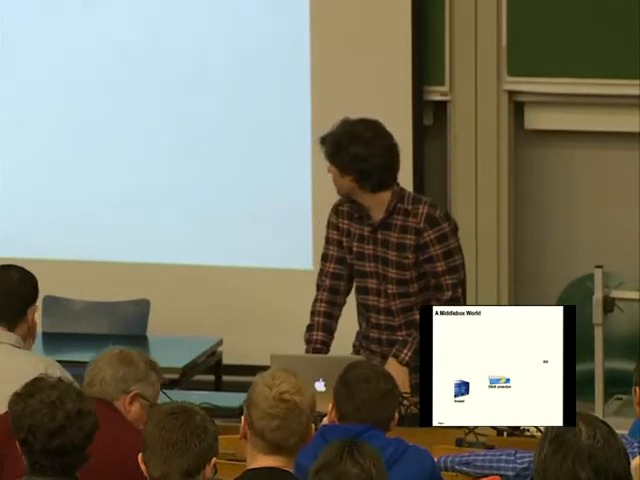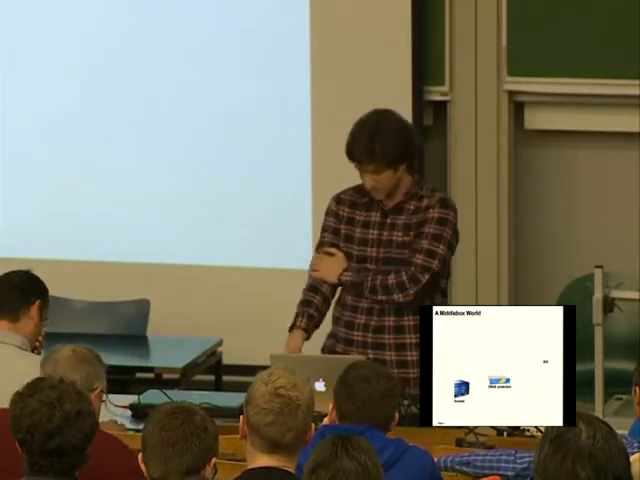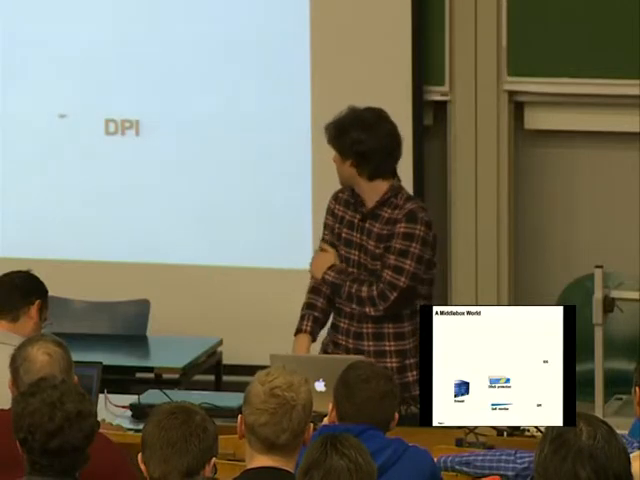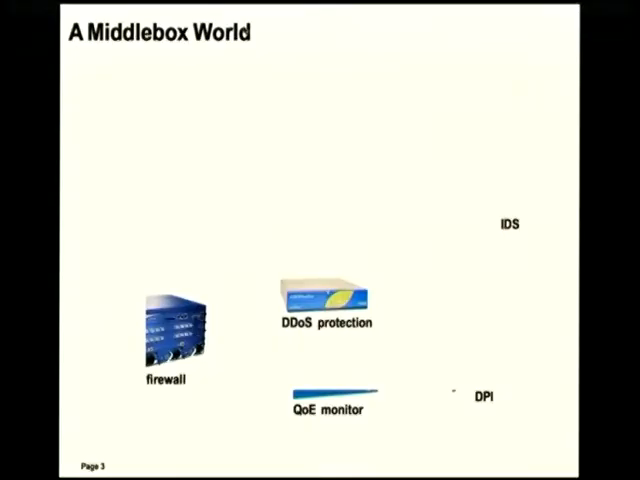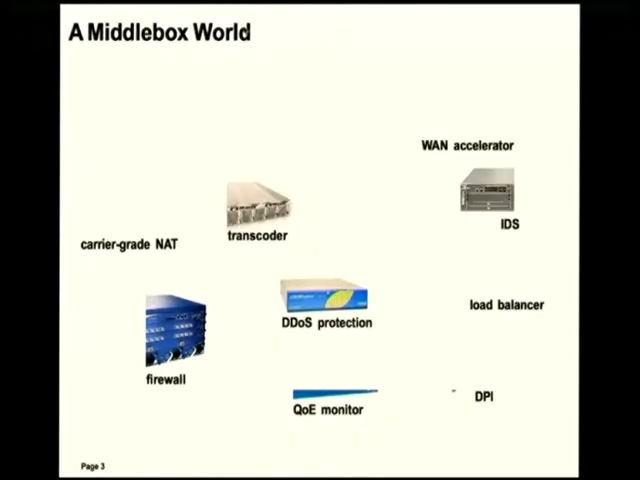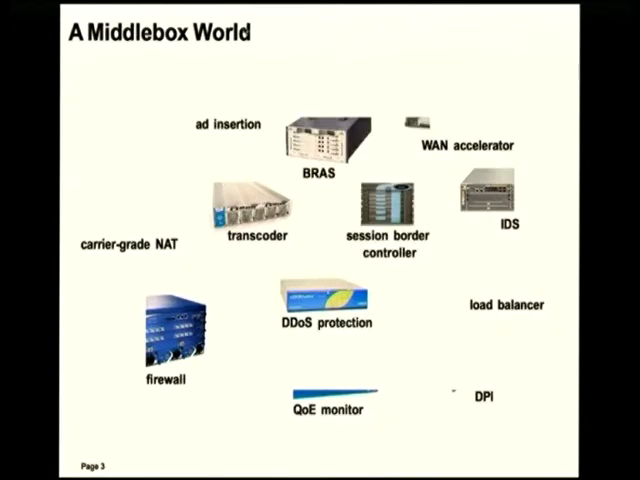Security, such as firewalls, intrusion detection systems, monitoring, such as DPI boxes, load balancers, dealing with address exhaustion issues, performance, such as media gateways, transcoders, WAN accelerators, and some others of a more dubious nature, like the advertisement insertion box over there. I'm having some issues with the display port, so you cannot see exactly how this would look.